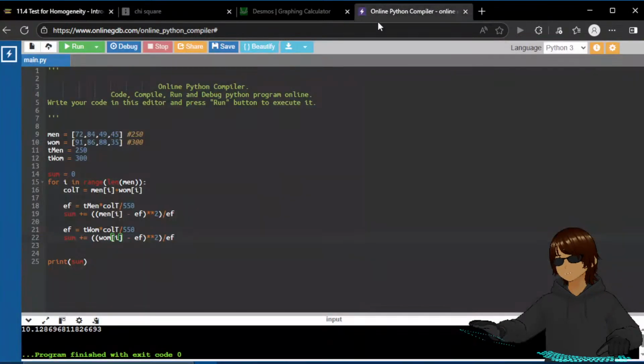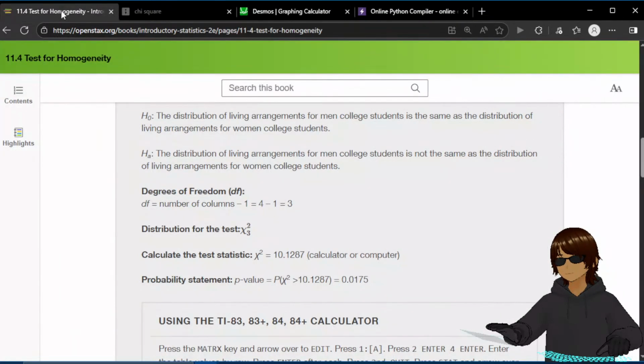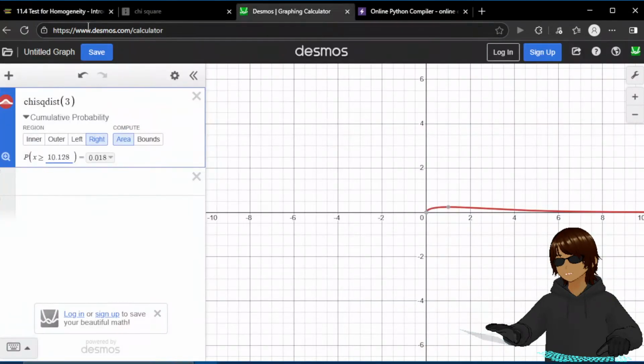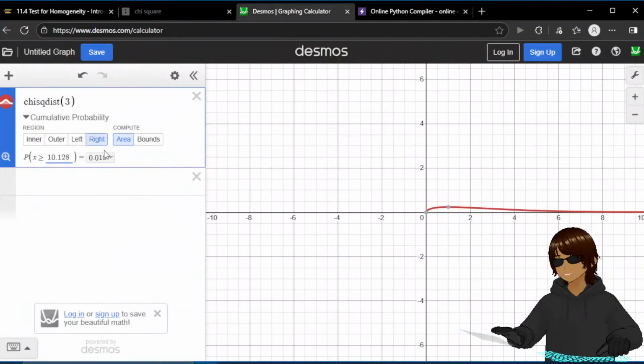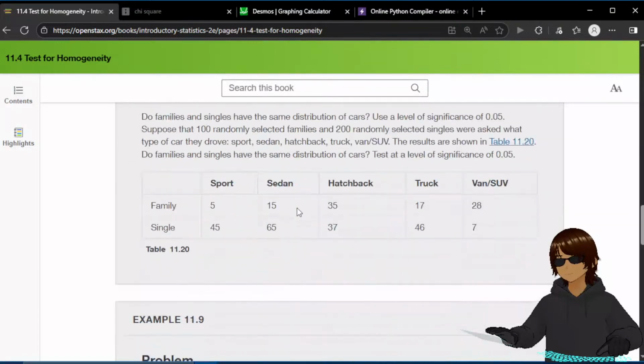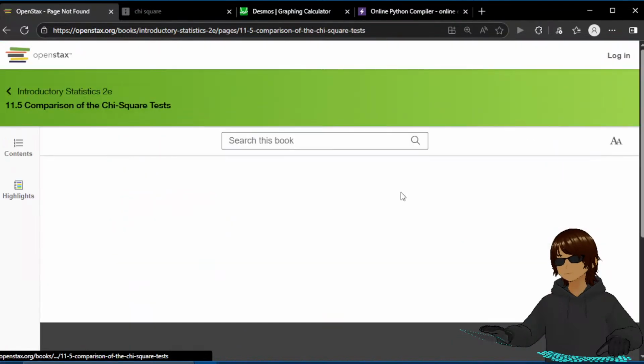Hey, actually, that worked. Yeah, I didn't actually expect it to work. 10.128. The chi-square distribution gives 0.018. Okay, that actually worked. So that's how we do it.